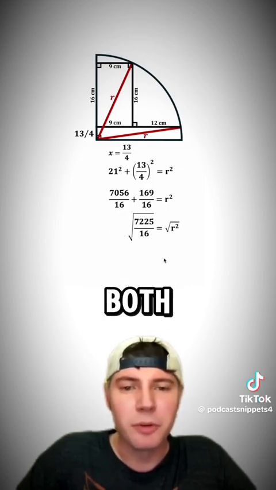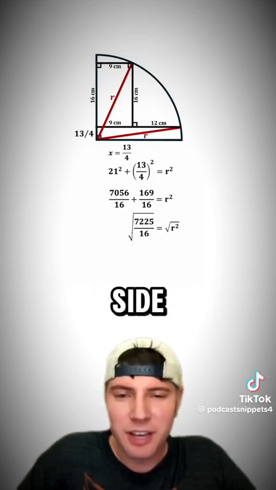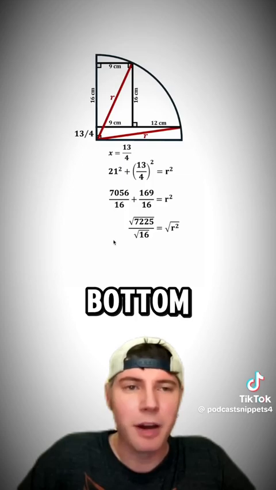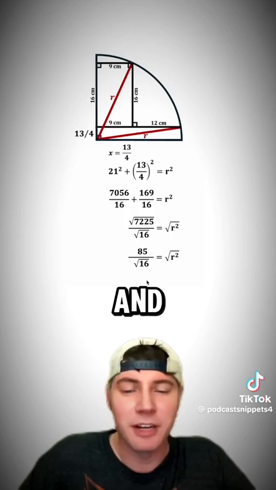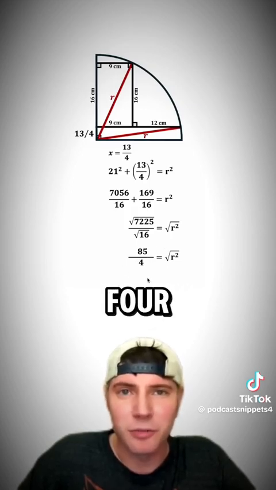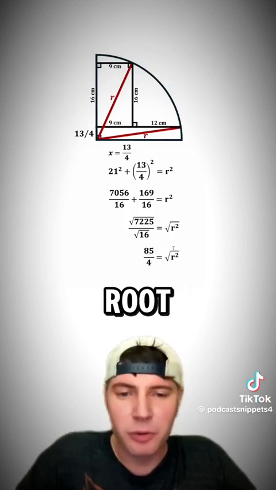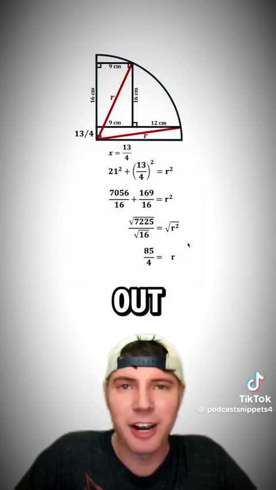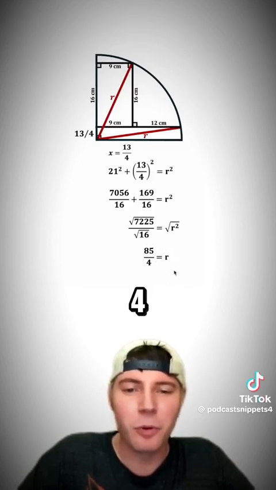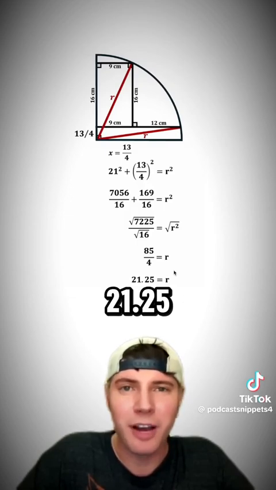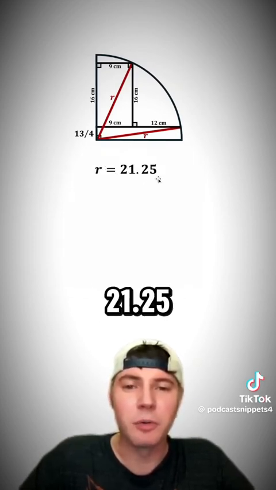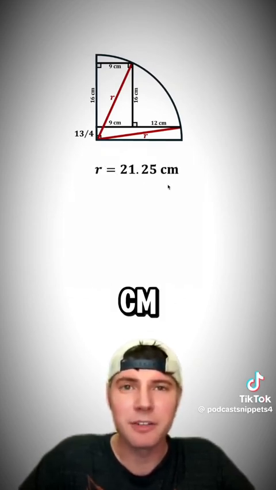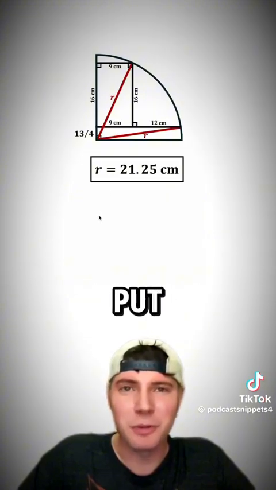Next, we can square root both sides of the equation. On the left-hand side, this square root can be split to top and bottom. The square root of 7,225 is equal to 85. And on bottom, the square root of 16 is equal to 4. And on the right-hand side, the square root and the square will cancel each other out. And then 85 divided by 4 is equal to 21.25. And now we found the radius to our quarter circle. It's equal to 21.25 centimeters. This is the answer to our question. Let's put a box around it.